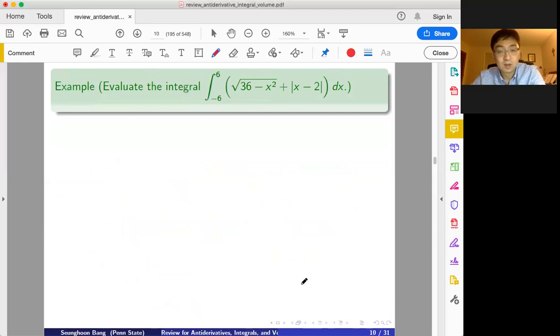The next one. Evaluate the integral from -6 to 6 of the square root of 36 minus x squared plus the absolute value of x minus 2, dx. How can you calculate this kind of problem? Do you know how you can solve this problem?